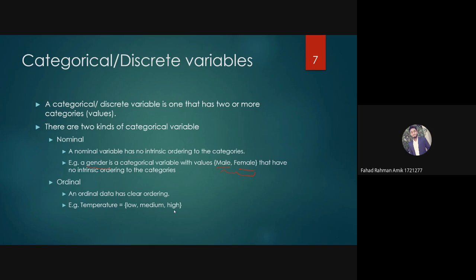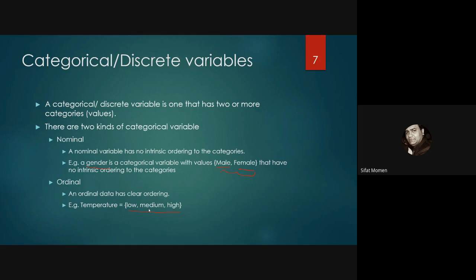It's discrete. It's either low, medium, or high. But see, there is a clear ordering between these three categories that we have over here. These three groups: low, medium, high. So I can say medium is a higher temperature than low, but a smaller temperature than high. So we have some sort of ordering over there.